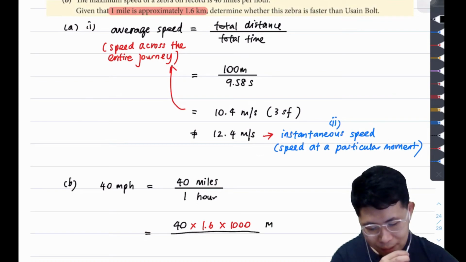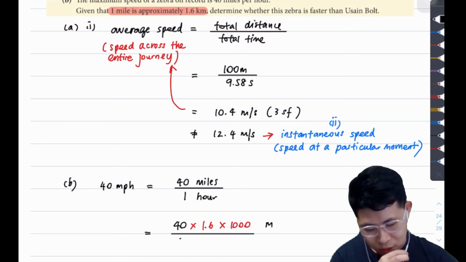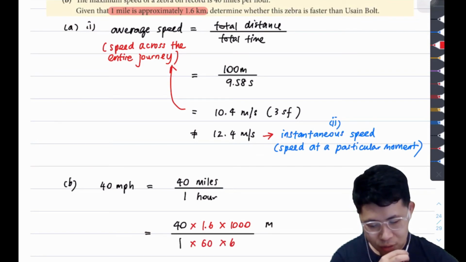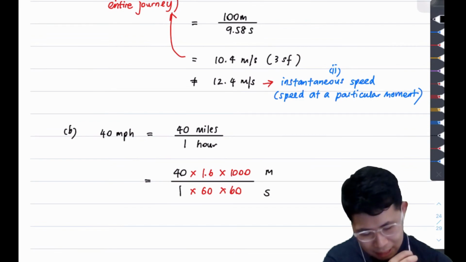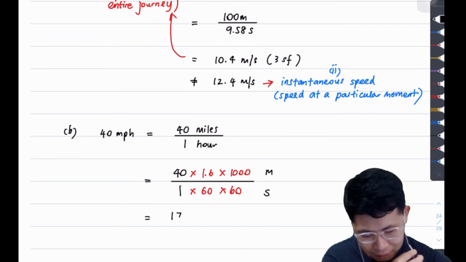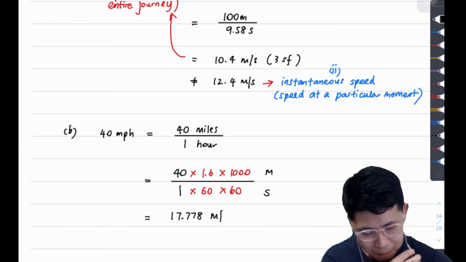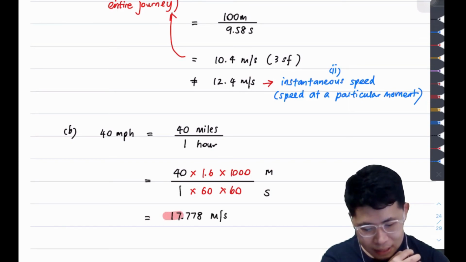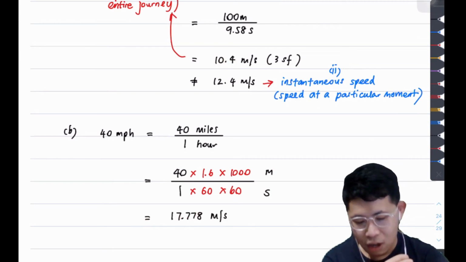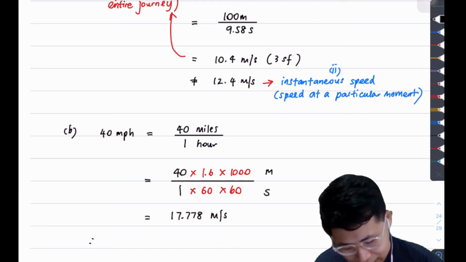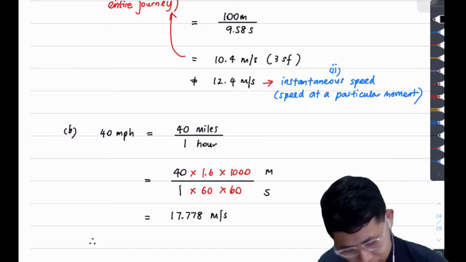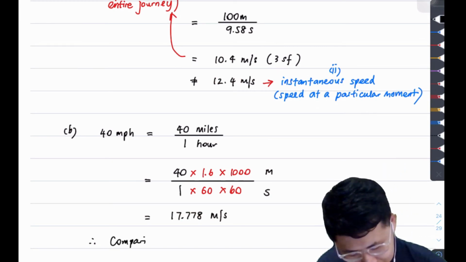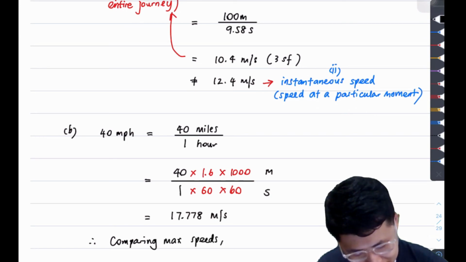Now what about the hour? I have 1 hour. Change this to minutes times 60 and change this to seconds times 60. And below, I will have a second over here. So with this, I will have a magical number 17.778 meters per second. So if you were to compare this number and the average speed of 10.4, of course the zebra will be faster. Even if you compare the max speed, this one and 12.4, comparing maximum speeds, the zebra is definitely faster than Usain Bolt.